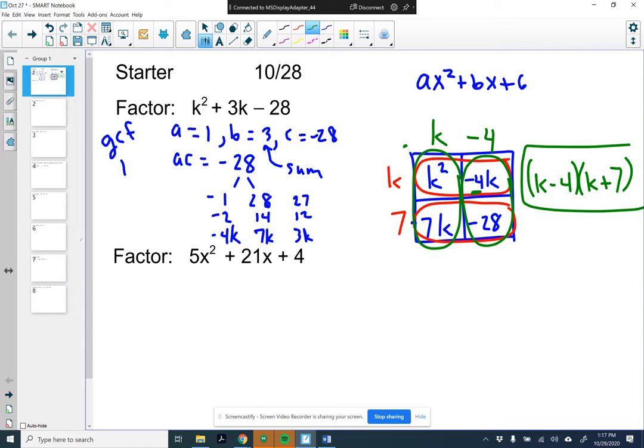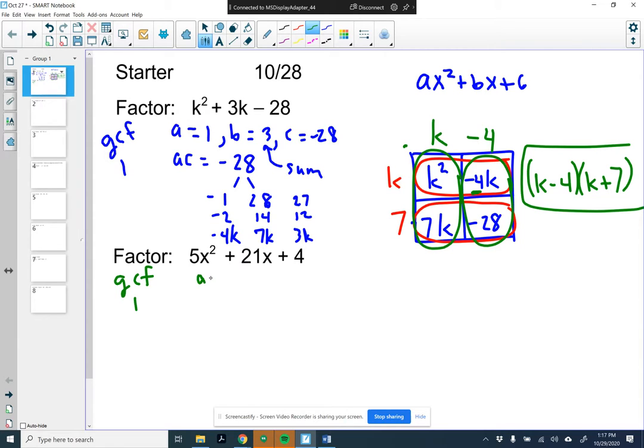All right, next example. 5x squared plus 21x plus 4, we're factoring that. Now look for a GCF. 5x squared, 21x, and 4. They do not have an x in common. They do not have anything in common other than a 1. Look at the 5 and the 4. No common factors other than 1.